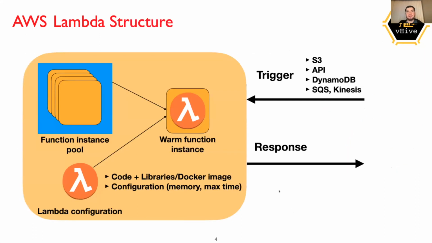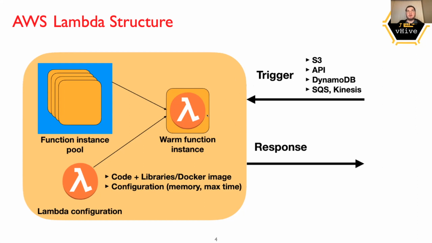So basically, the way it works is that you have to define code and libraries, or a Docker image, as Lambda configuration plus some parameters. And then once you define it, if the service has any incoming events from the trigger, for example, a new S3 file, API request, or new message from a queue, it will take a function instance from the function instance pool, put the Lambda configuration within it, process the request, and produce the response.